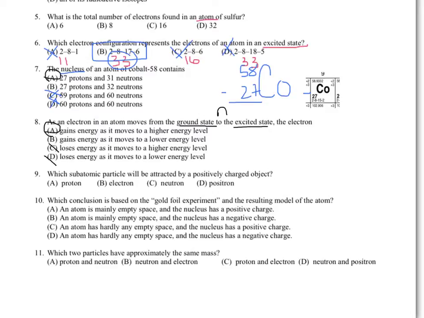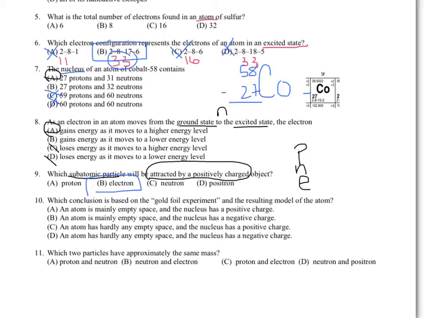The next question asks which subatomic particle. Whenever you see the word subatomic particle, you automatically should think proton, neutron, or electron. And we want to know which one is attracted to positively charged objects. Recall that opposites attract. So if it's attracted to positive, it must have a negative charge. And we know that electrons have negative charges.